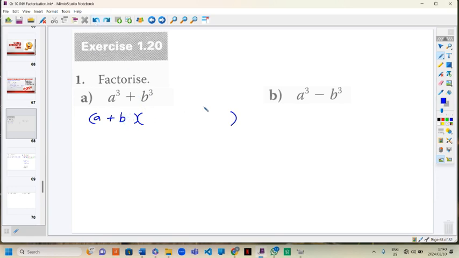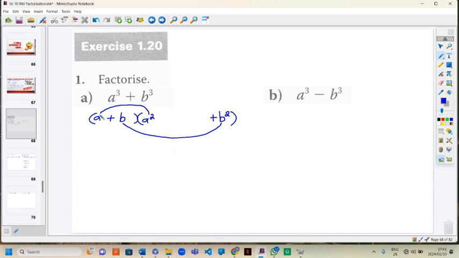Now I know that a times what is going to give me a cubed? A squared. And b times what is going to give me b cubed? Positive, remember this last term is always positive. Positive b squared.